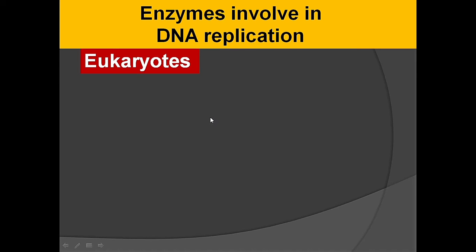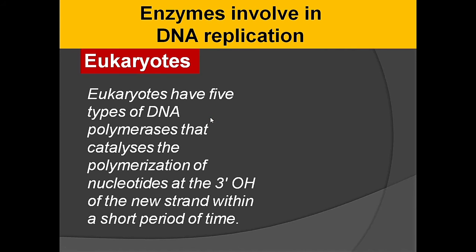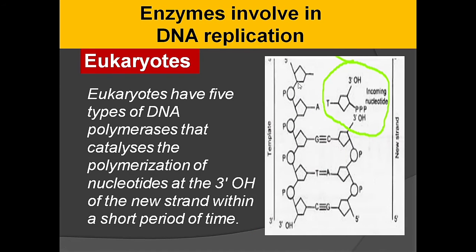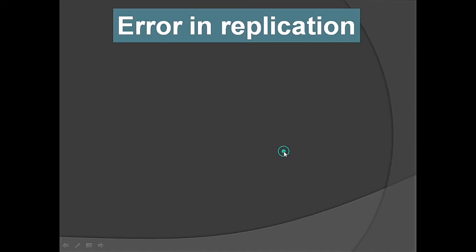In eukaryotes, 5 kinds of enzymes are involved in the process of DNA replication. These 5 types of DNA polymerases catalyze the polymerization of nucleotides at the 3'-OH of the new strand. In the new strand, nucleotides are added at the 3'-OH end within a short period of time. This left one is the old strand, the right one is the new strand. In the new strand, new nucleotides, adenine, guanine, thymine, cytosine, are added at the 3'-OH end.